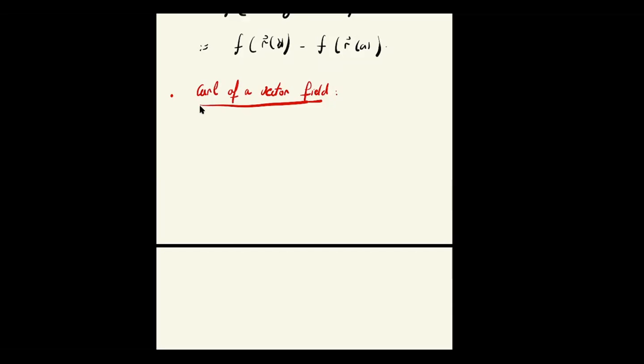So, as you're going to see, it's a lot of computations. Curl and divergence, a lot of computations. Let F = P i + Q j + R k be a vector field on R3.